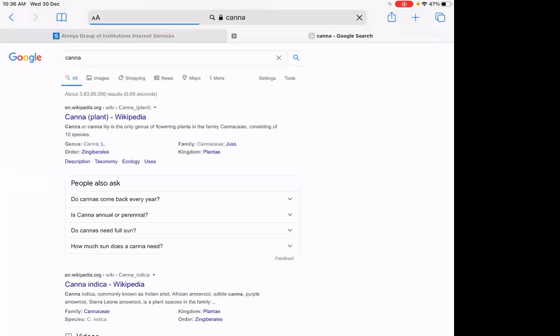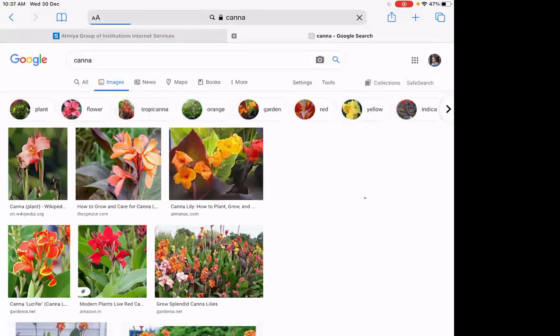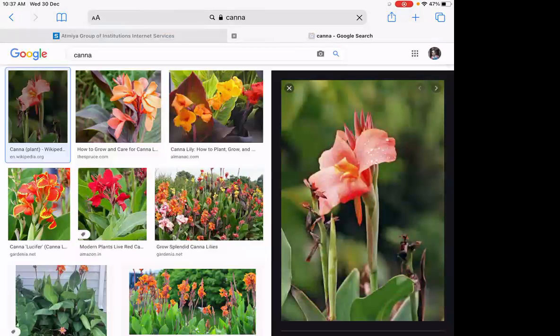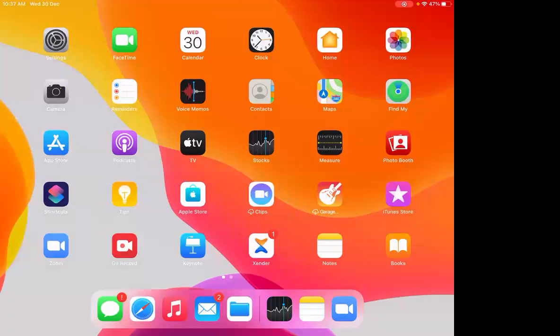This is the plant. Ready? And now, can you see that? Okay, yes sir. This is a plant, a special plant called Kana. Okay. Thank you sir. Right.